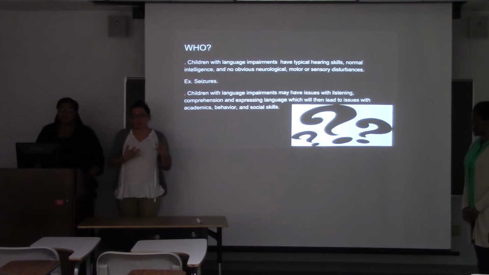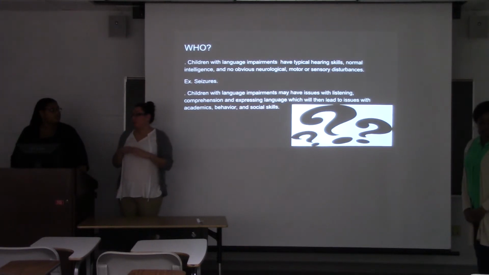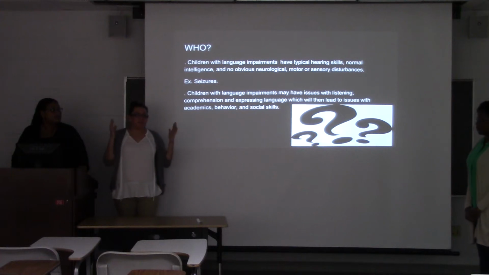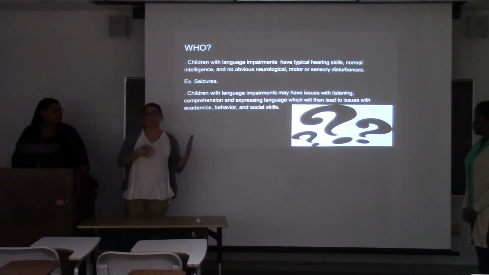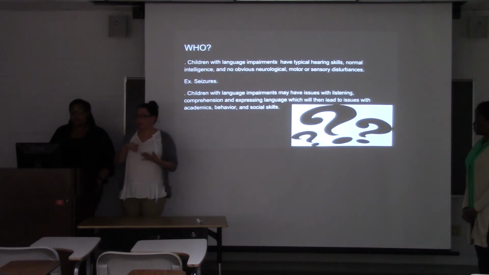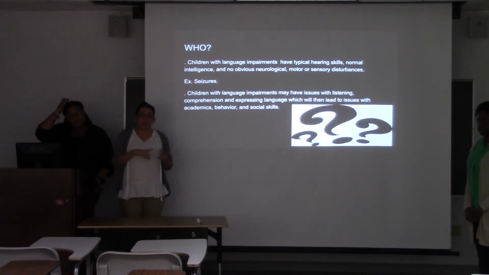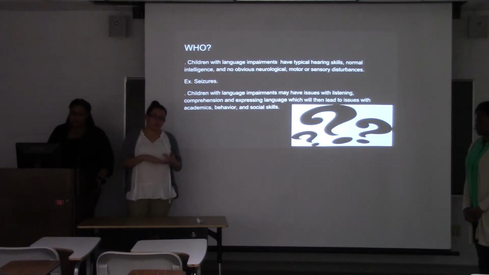Children with language impairments have typical hearing skills, normal intelligence, and no obvious neurological, motor, or sensory disturbances, so they're very typical physically. The only thing is they have a language impairment. They will have issues with listening, comprehension, and expressing language, and that leads to issues in their academics, behavior, and social skills.